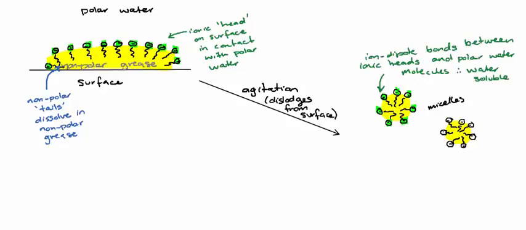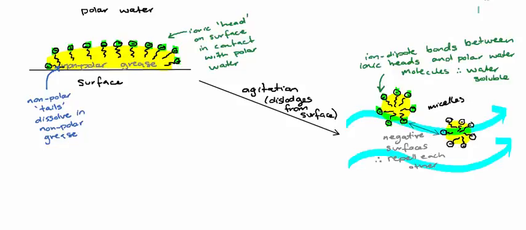And the reason they stay suspended in the water rather than clumping back together is because of the negative surface on each particle, which repels each other. So therefore, instead of clumping back together into a large grease blob that's going to settle back to the surface, they'll stay separate because the negative surfaces are repelling each other. These water-soluble micelles can now be washed away.